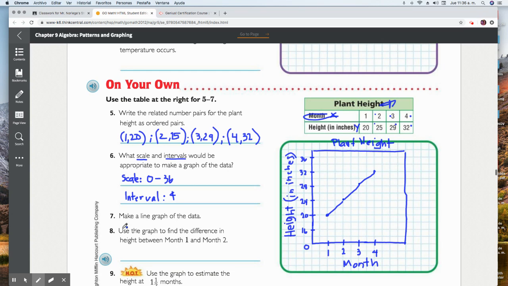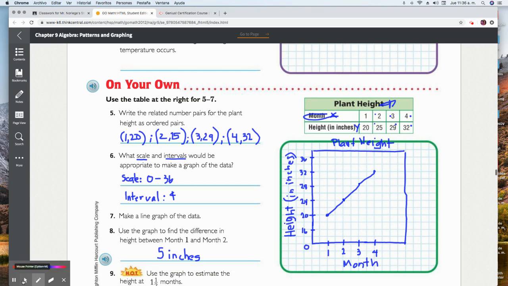It's right there. And then number 8, use the graph to find the difference in height between month 1 and month 2. So between month 1 and month 2, what is the difference between this point and this point? Month 1 stopped at 20, and month 2 stopped at 25. So what is the difference between 20 and 25? The difference is how many inches? 5 inches, of course. Month number 1 had 20 inches, and then month number 2, it grew 5 inches. So the difference is 5 inches.